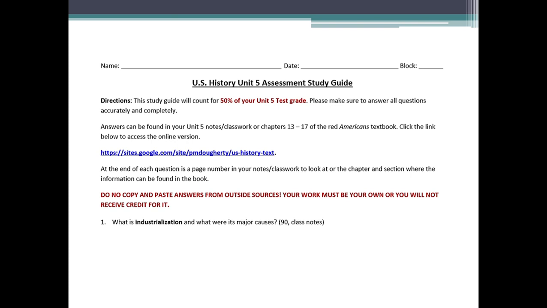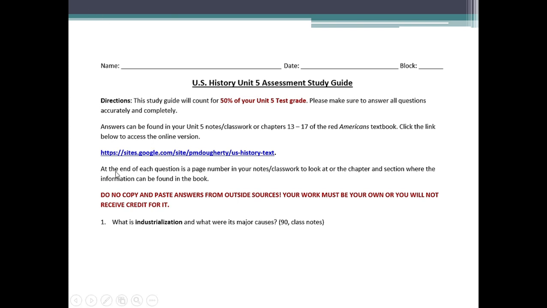I'm going to go over this specifically here, and you're going to see this attached. It says this study guide will count for 50% of your Unit 5 test grade. Make sure to answer all questions accurately and completely. Like I just told you, answers can be found in your Unit 5 notes or classwork, or chapters 13 to 17 of the Red Americans textbook. That link, you'll be able to click on it in the document, has the online version of the book. Just like I pointed out, right here at the end of each question is either a page number from your notes or classwork, or a chapter and a section where the information can be found in the book.